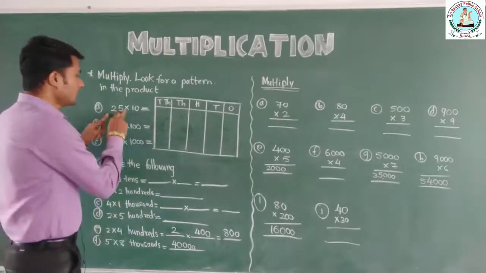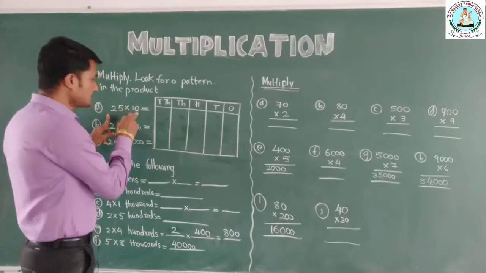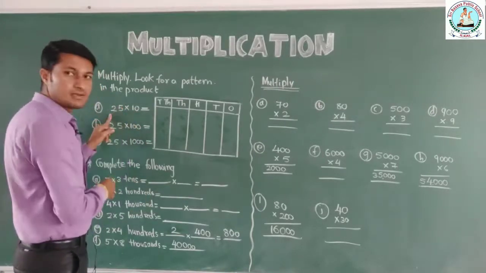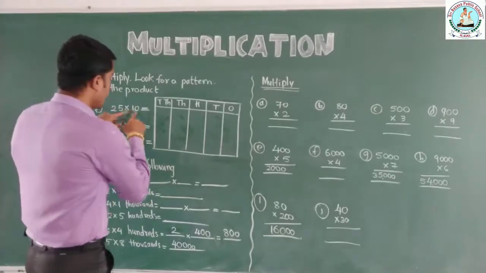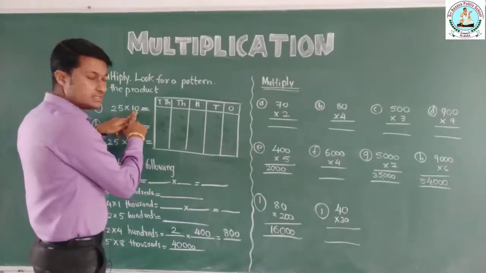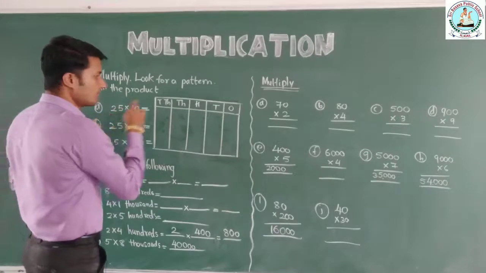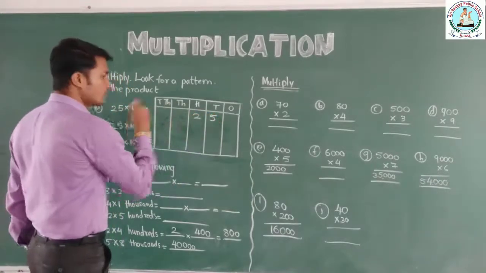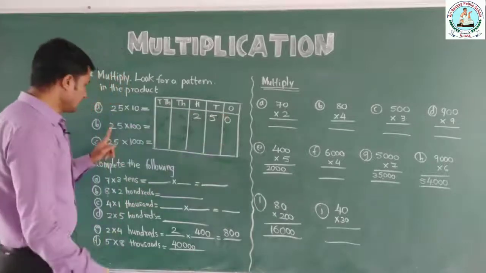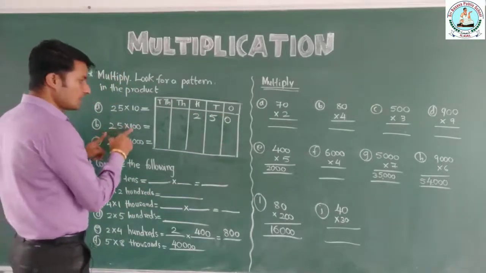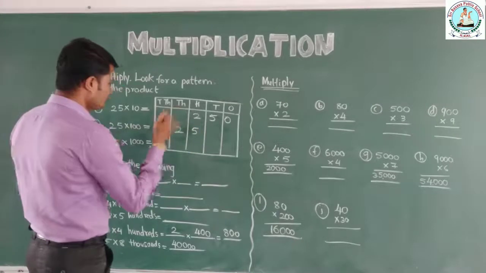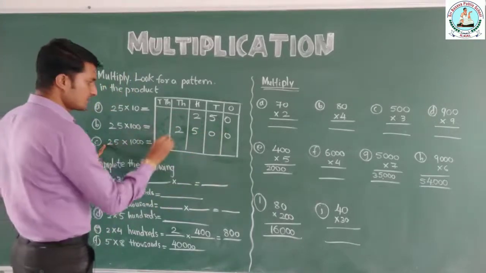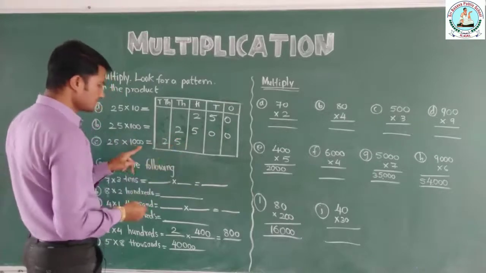So it is 25 times 10. So how do you write it? 25 ones is 25, right? So 25 and one more 0 means it is 250. See here, 25 times 1 is 25. 25 ones is 25 and one more 0. So it is 250. Let us multiply this. 25 times 1 is again 25 and 2 more zeros, right? And 25 times 1 is 25. How many zeros? 3 zeros.